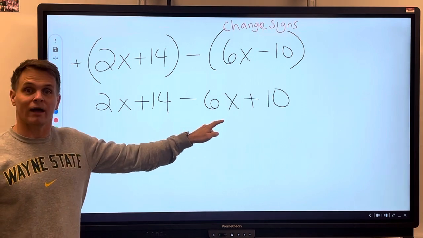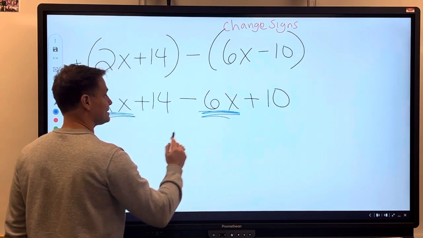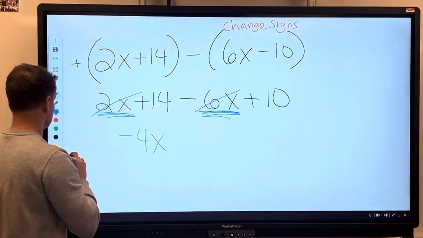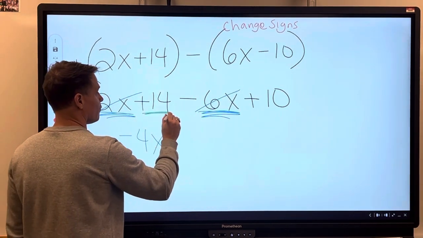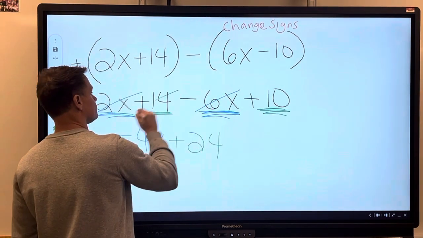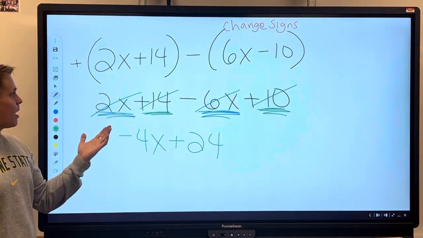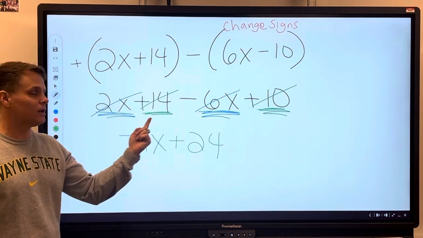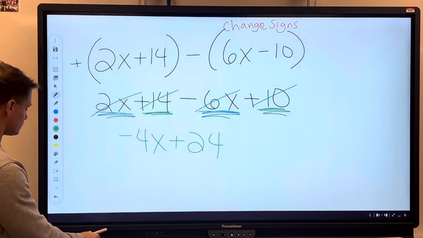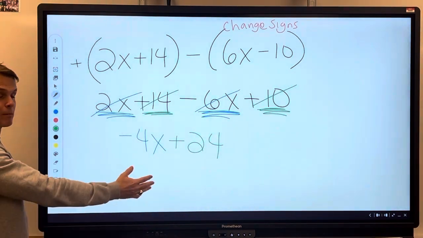So let's take a look at the like terms. Like terms here, we got 2x minus 6x is negative 4x. Cross those out. And then over here I have 14 plus 10 is 24. Cross those out. No more terms up here that are not crossed out. So the answer is negative 4x plus 24. That's in standard form. The highest exponent first to the lowest, or the number by itself.